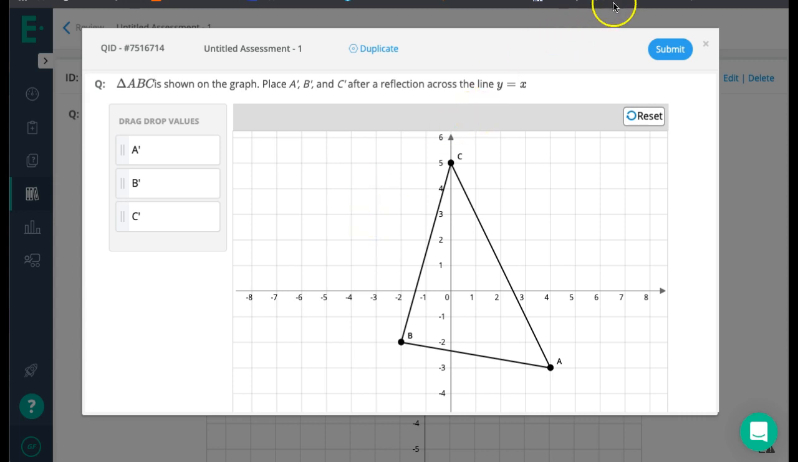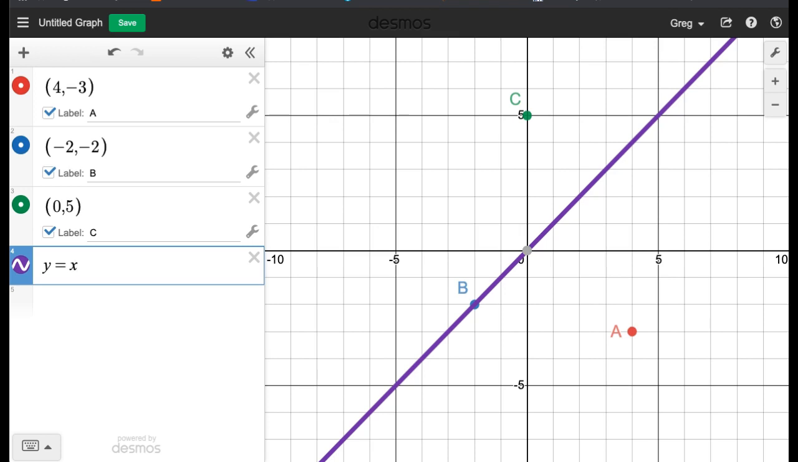For something like this, use Desmos. Okay, so we're not even given coordinates here, but we can see the coordinates of each point. So A is at the point 4, -3, B is at -2, -2, and C is at 0, 5. So I've taken those points and put them into Desmos. And then I've also put in the line y equals x. Okay, now I did not put in the lines between the points.